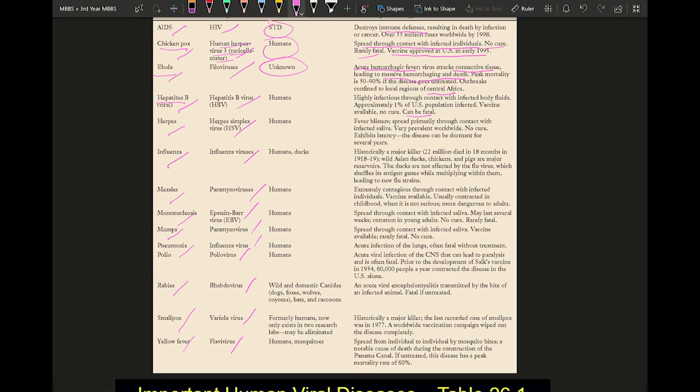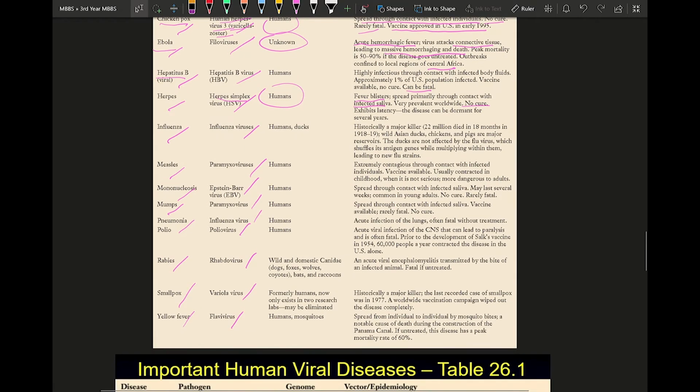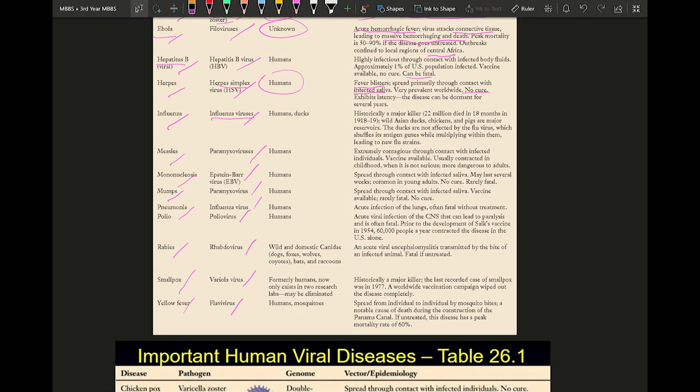Moving on to herpes simplex, the reservoir is again humans, and it is a sexually transmitted disease. It causes fever and blisters, and it can also spread via infected saliva. There's no cure again for this virus. Then influenza virus, your normal cold. There's no vaccine for influenza. It's usually not fatal. It spreads via droplet nuclei, and it can come from various animals like pigs or bats.